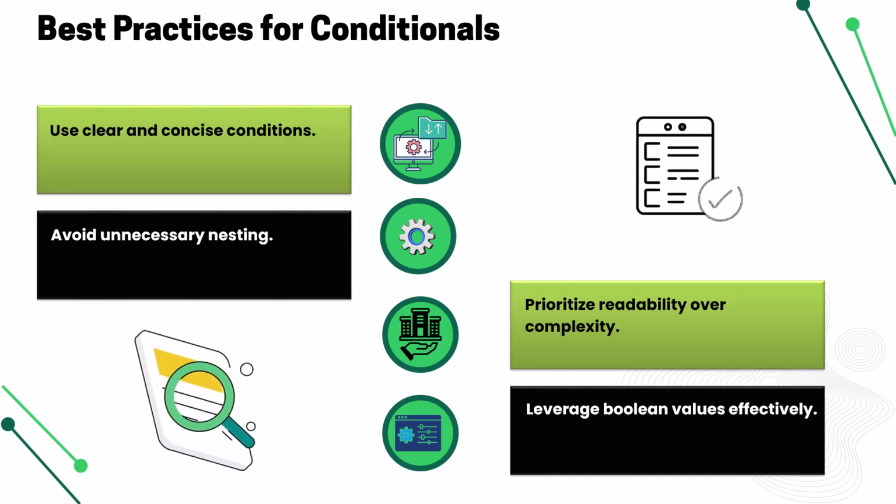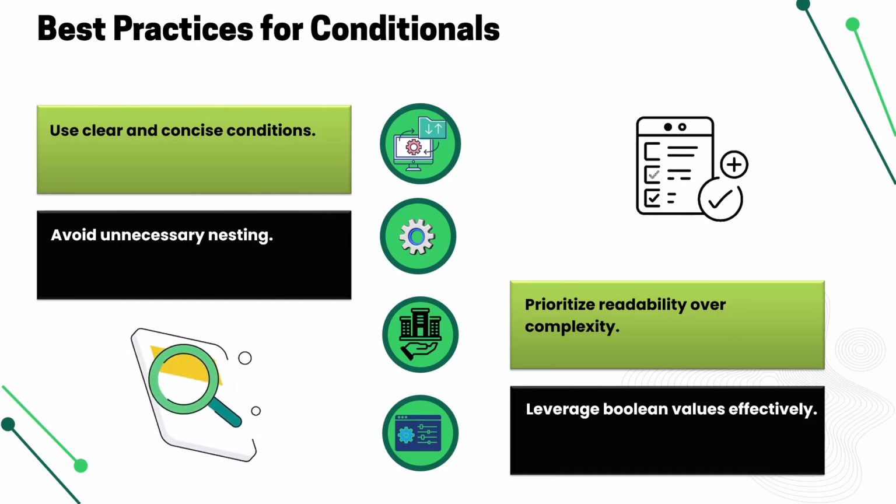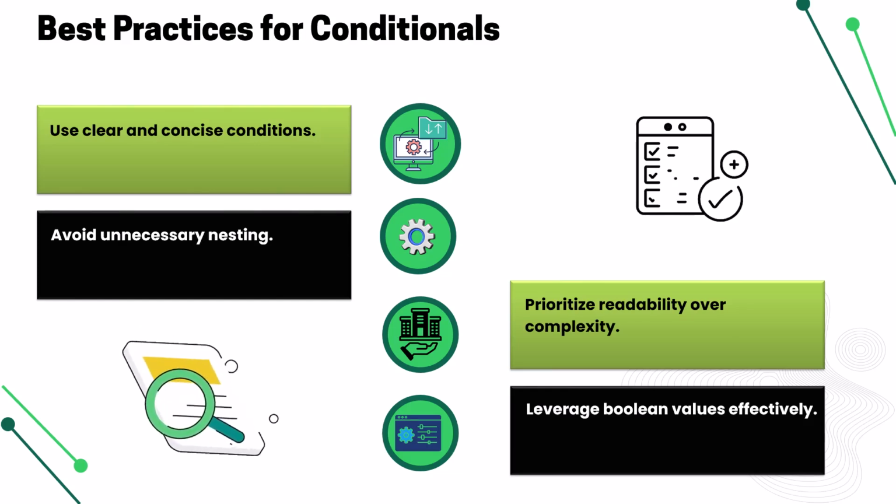Conditionals are like recipes. Too much complexity spoils the dish. Keep them simple and clear. Avoid nesting too deep. It's like digging a hole and forgetting the way out. Readability matters because the future you will thank you. And Boolean values. They're the spice that makes everything work just right.